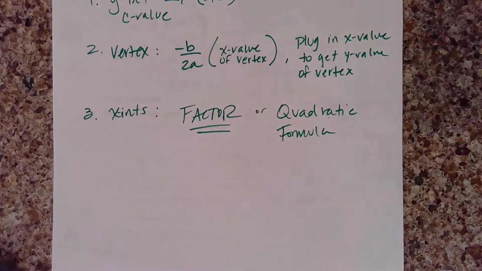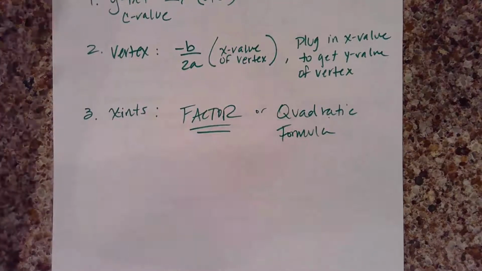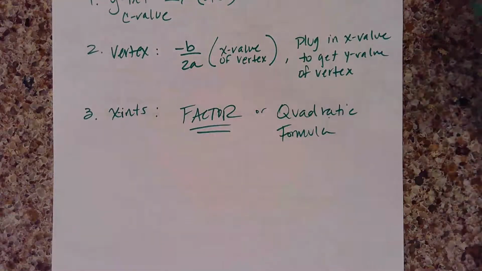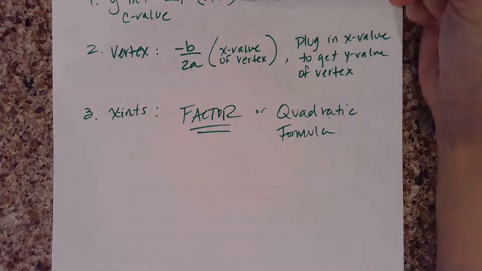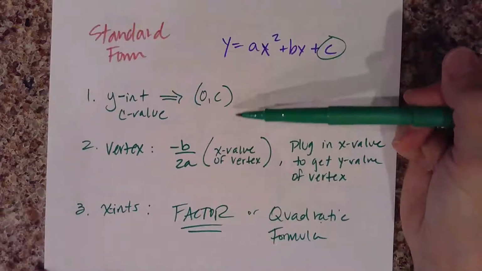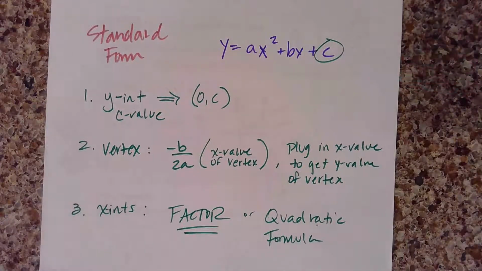So those are the highlights of a standard form equation. The main points here: when we have to graph something, we definitely need the vertex. It would be helpful to know where it crosses the x-axis. And then of course, if we could find another point like the y-intercept, then we can always reflect it and get another point on our graph. So that's what we get for standard form of our equation. All right, now let's chat about intercept form.